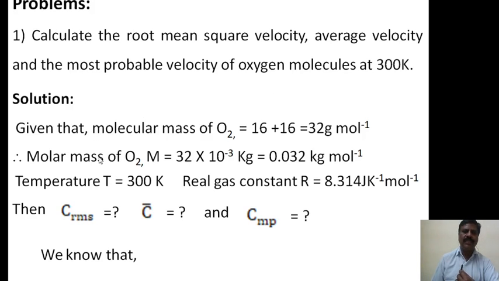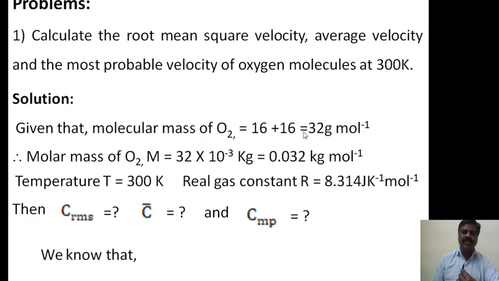Given the data here, I have to write the molecular mass of the oxygen molecule. The atomic mass of oxygen is 16, and two atoms are there, therefore it becomes a molecule. Therefore 16 plus 16 gives 32 gram per mole. This is the molecular mass of oxygen.